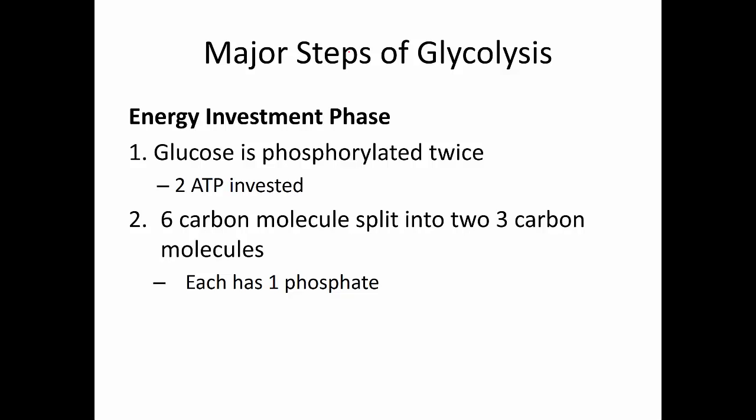For exam purposes, I don't want you memorizing all the names of the molecules of glycolysis, nor do I want you to memorize all the enzymes involved. I want you to know the major steps of glycolysis. To help you study those, I listed out what I think are the most important things about the process. The first half of glycolysis is the energy investment phase. First, glucose is phosphorylated twice. That invests 2 ATP into the process, so we have to give away 2 ATP, which are converted into ADP.